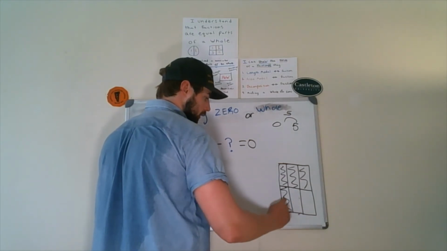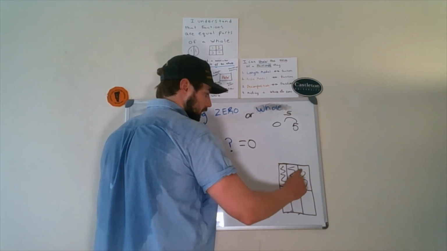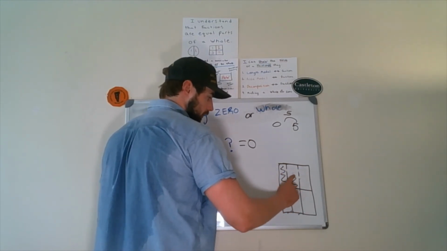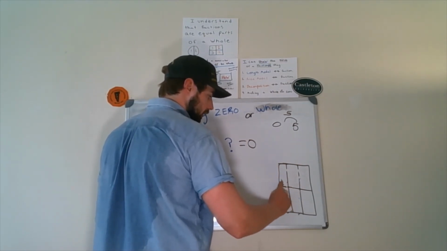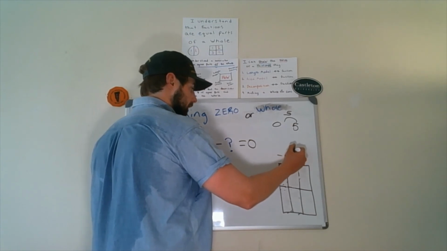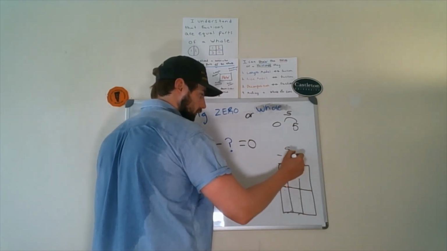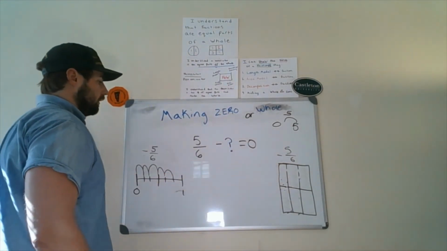1, 2, 3, 4, and 5. We just subtracted 5/6. Looking at it on the area model, done.